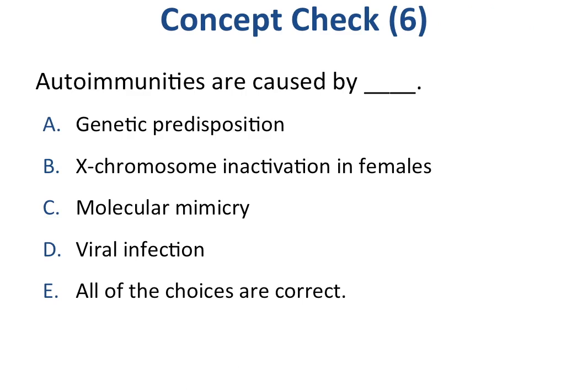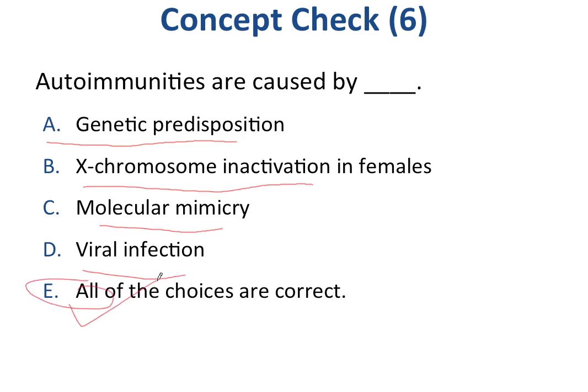Autoimmunity is caused by, so I gave you 5 seconds, genetic predisposition, X chromosome inactivation in females, molecular mimicry, and viral infections. Actually, all these are the causes of autoimmunity.